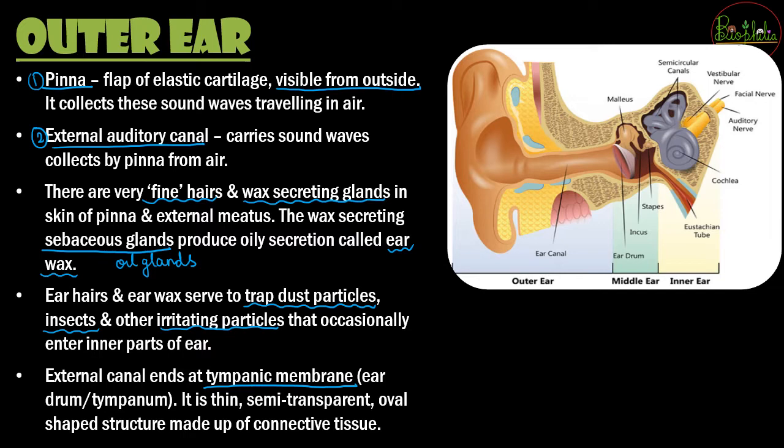All that is because of the very sensitive, thin, transparent, oval shaped structure which is the tympanic membrane or the eardrum. Because this eardrum is a very important part, that is the reason you should not poke anything sharp into your ears. So let's understand in more detail the next structure of the ear, that will be the middle ear.